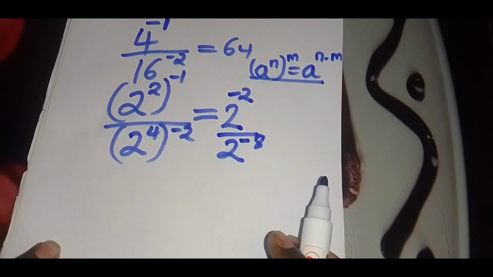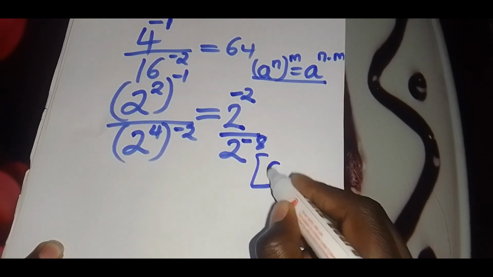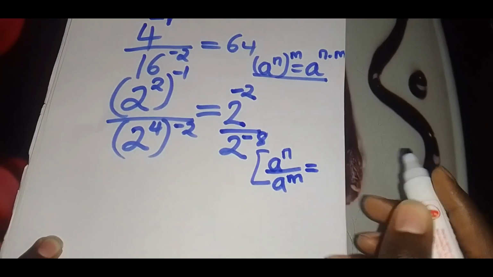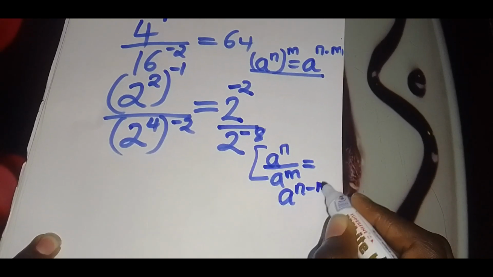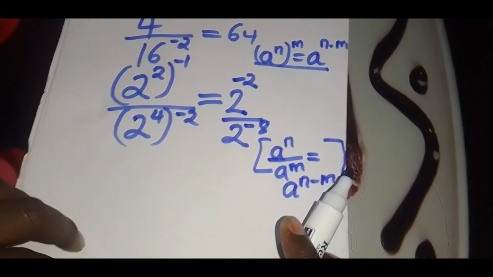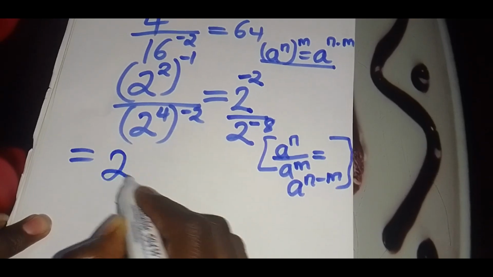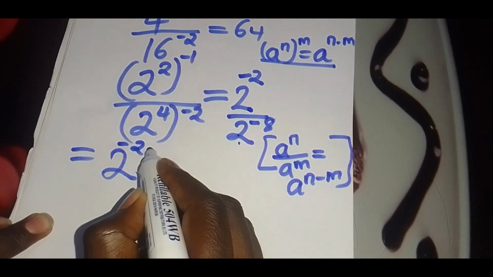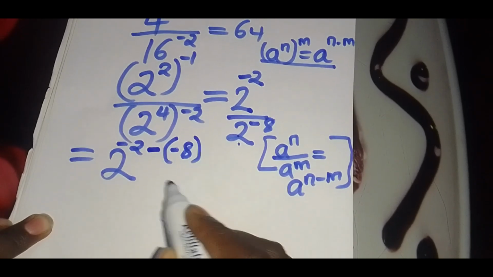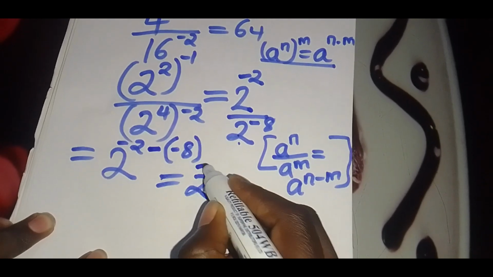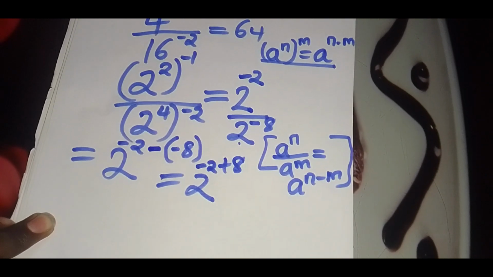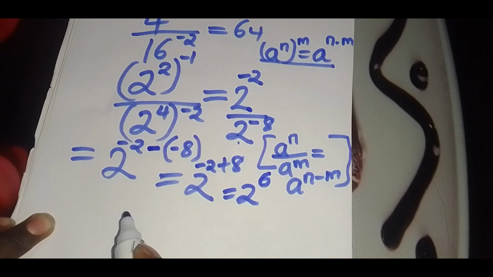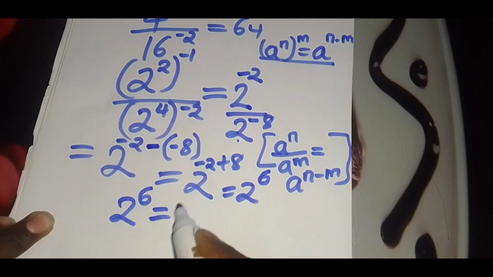Okay, now applying the identity that if you have a raised to power n divided by a raised to power m, this can be expressed as a raised to power n minus m. So let's apply this identity so that we're going to have 2 raised to power negative 2. The bases are common, so this is minus, in the bracket, negative 8, so that we're going to have 2 raised to power negative 2 plus 8. Negative 2 plus 8 is equal to 6, so we have 2 raised to power 6. This is supposed to give us 64.